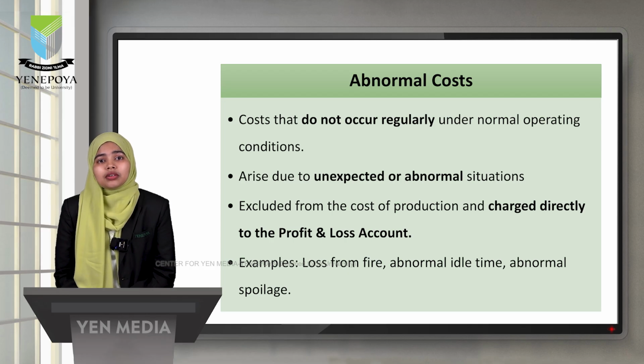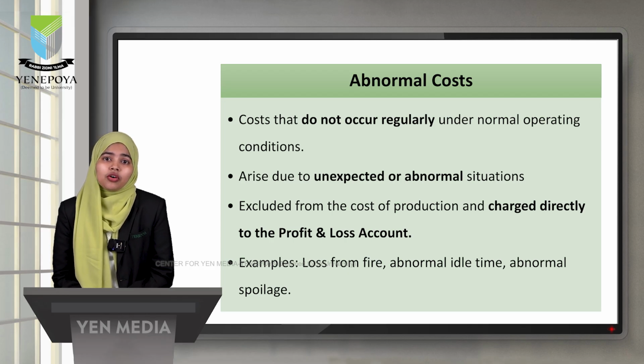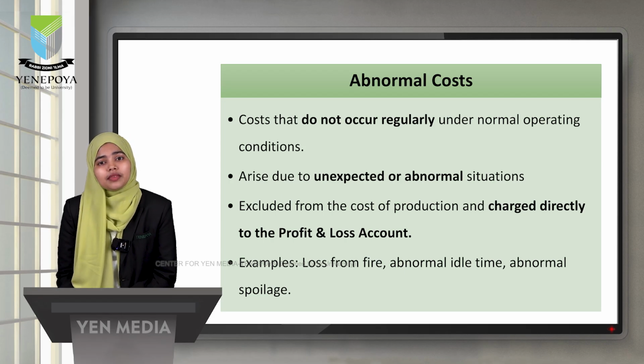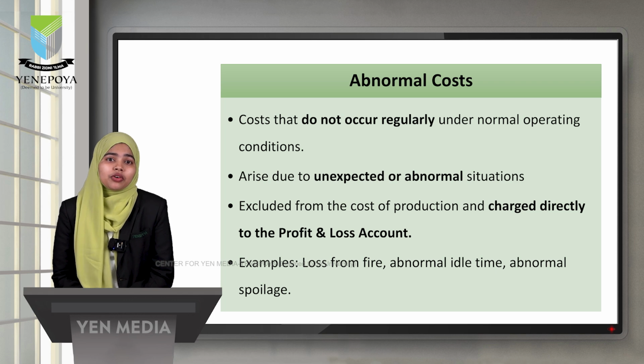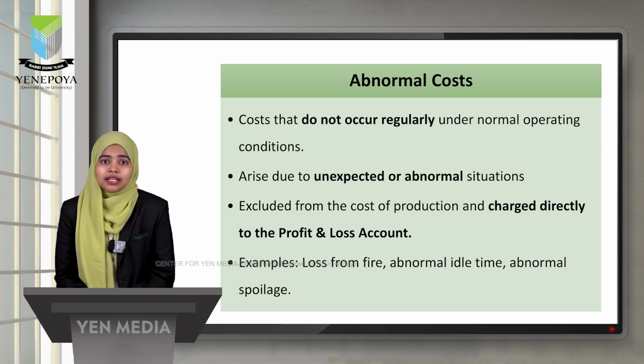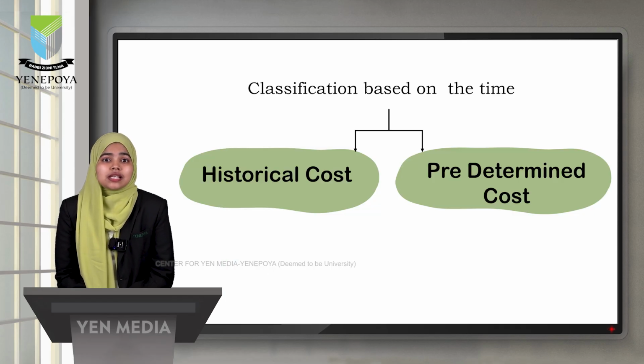So usually normal costs are included in cost of production, whereas abnormal costs are transferred to the profit and loss account. So identifying abnormal costs helps management separate the routine expenses from unexpected costs and analyze them separately for a better control.